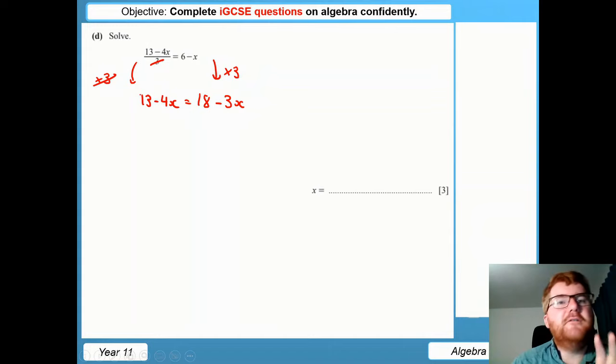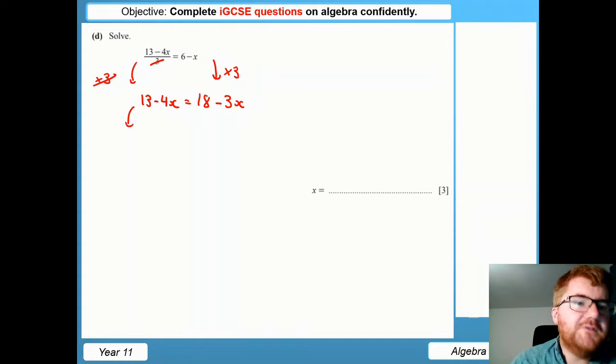Now the way to simplify this really quickly is look at the fewest amount of x's. So minus 4 is less than minus 3. And now we want to do the opposite.